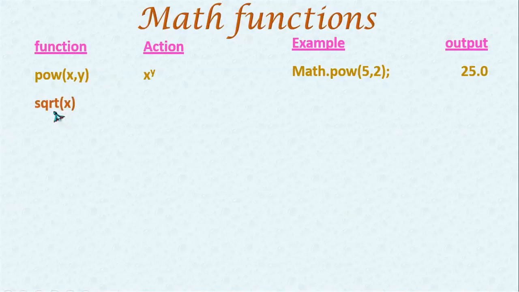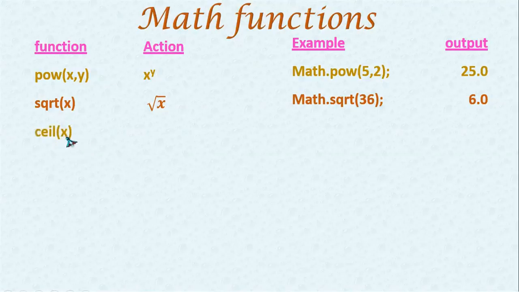Next, we have sqrt of any argument. This will give the square root of a number. Example here, Math.sqrt(36). This will return 6.0. Next, we have ceil of a number. This method helps to round up the decimal number to an integer value, but gives the output as a double value.